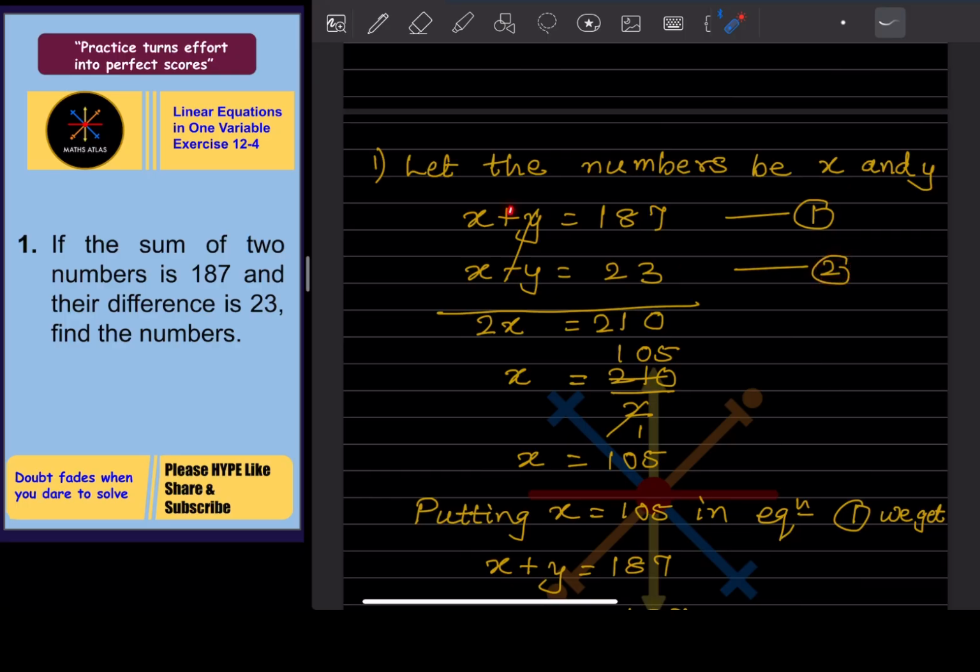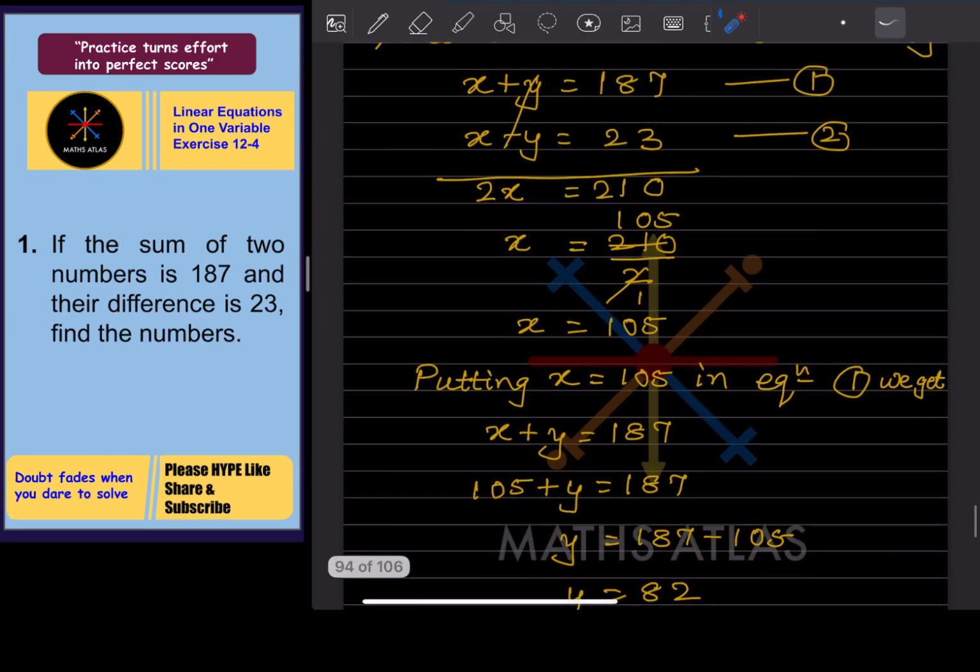So now you can see here, this is plus y, minus y. We'll solve these two equations. So this we can cancel out. So this will be 2x because this is plus, so you're going to add this one, that will be 210. So x will be 210 divided by 2. So x is going to be 105.